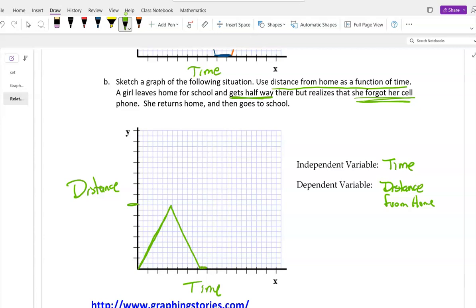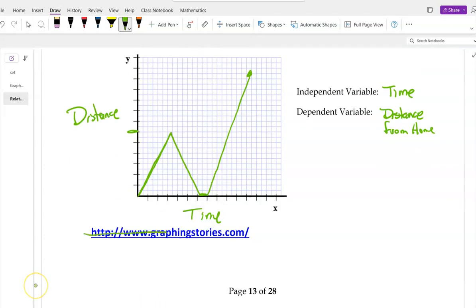Okay, so she returns home, picks up the cell phone, let's say stayed home for a second to get it, and then travels the rest of the way to school. So this would be at a constant rate, and it should be twice as far. So if this was how far the first time was, this would be twice as far. Okay, and here we've arrived at school. So you can ignore this. Let's go to exercise 27. That would be your homework for today.